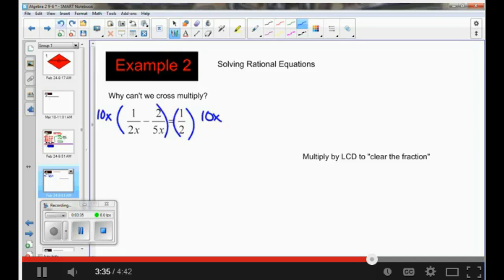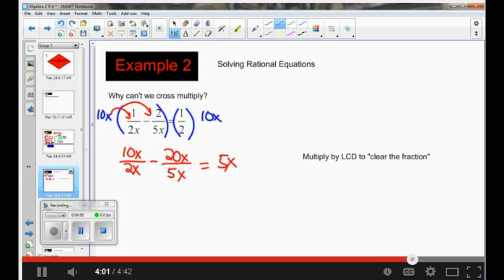Now distributing on the left side, 10x times my first fraction, I'm going to get 10x times 1, which is 10x over 2x. And then I'm also going to get minus 20x over 5x. On the right-hand side, I get 1/2 times 10x, which is 5x.